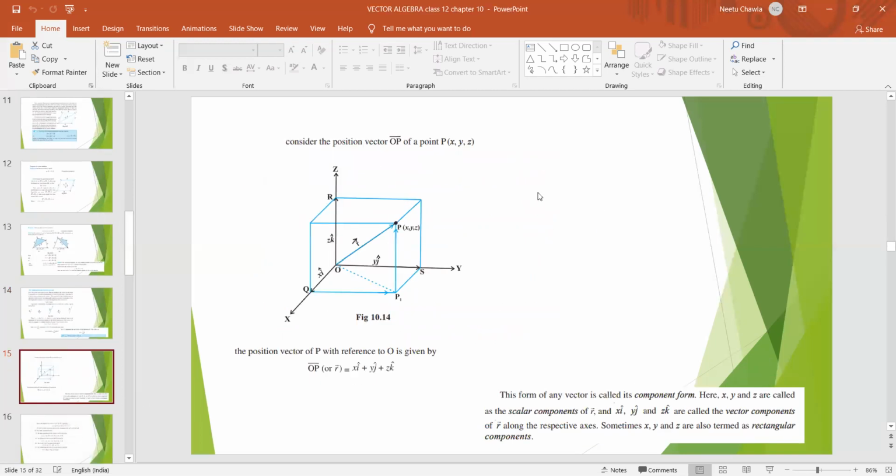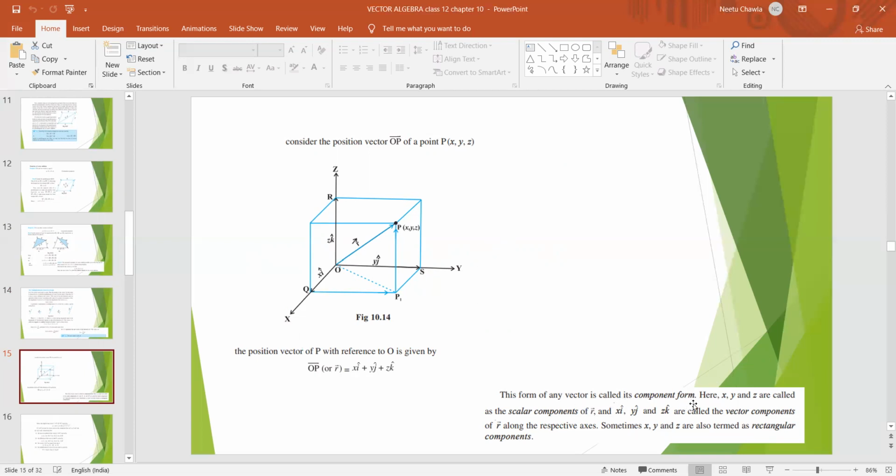Now here another diagram is there. This is a point P represented by x, y, z since it is in space. It is a 3D point which is in space. And this O is the original point, the origin. If I want to write OP vector, then what will I be writing? xi plus yj plus zk. Suppose a point is given 2, 3, 4. We'll be writing this OP point as 2i plus 3j plus 4k.